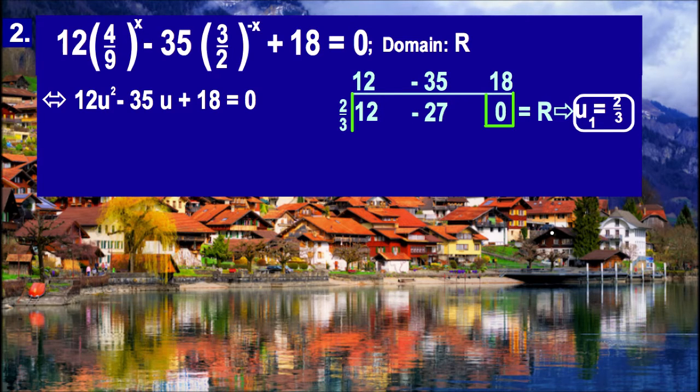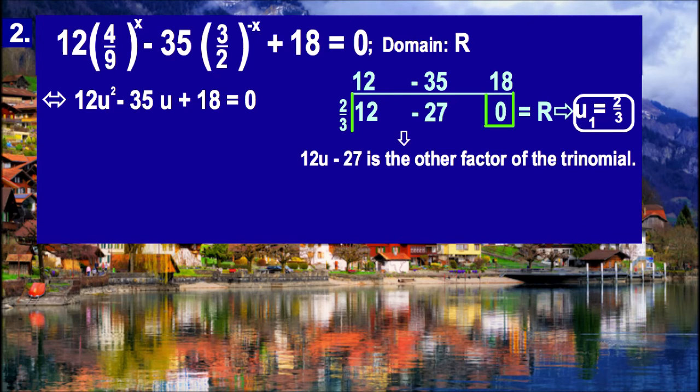So u1 is equal to 2 over 3. 12u minus 27 is the other factor of this trinomial. Thus, solving that gives us u2, which is 27 over 12. And once we reduce that, we get the equivalent u2 equals 9 over 4.